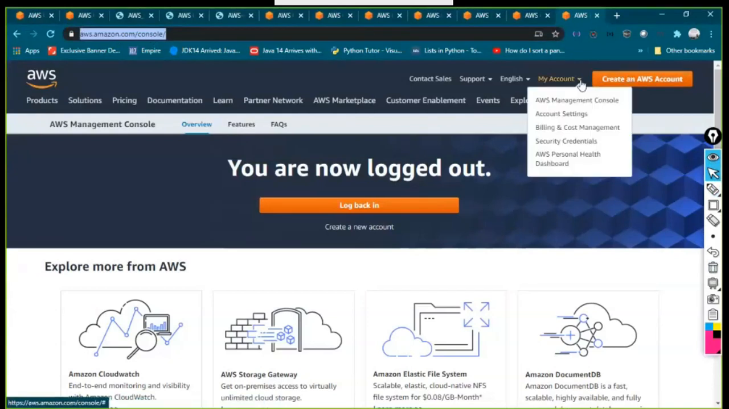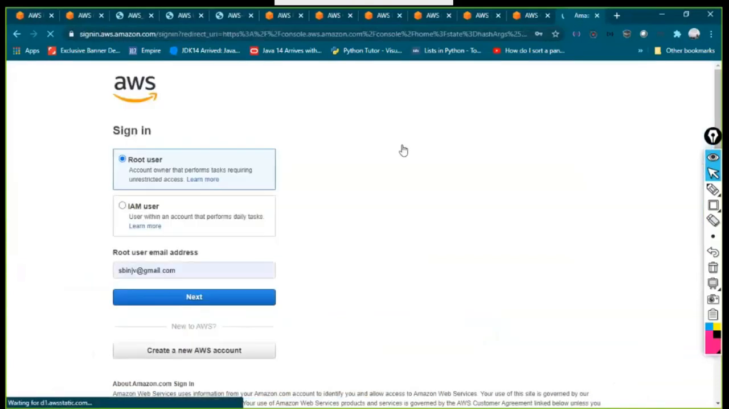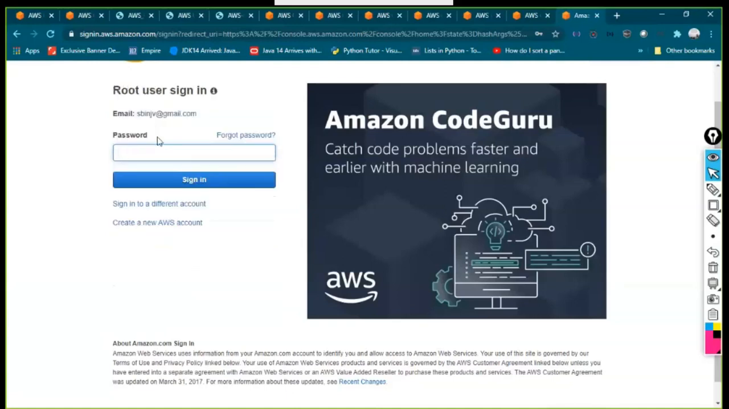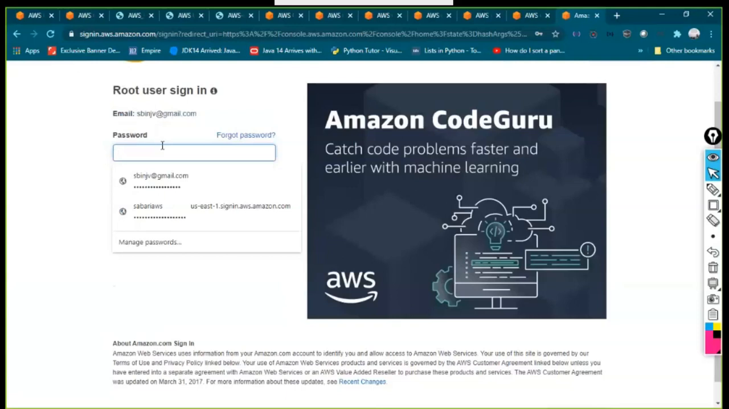If you already own an account, you can just go to the My Account menu, and there you can see AWS Management Console, and when you click on it, it will redirect you to the login page. You have two options. One is root user, another one is IAM user, identity management user. I'm just logging in with the root user. We have to learn a lot about the difference between these two, but temporarily I'm using the root user, and I'm giving the mail ID I registered with, and you click next. It will prompt for a password. I'm just giving my password.